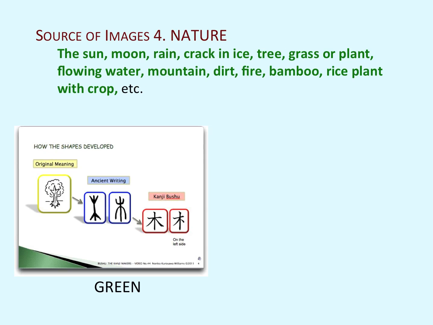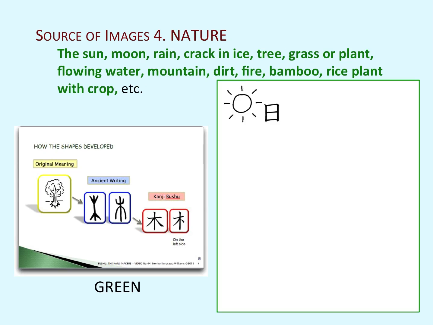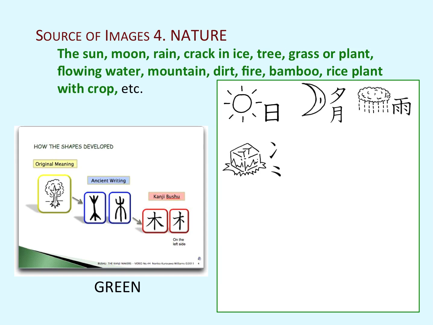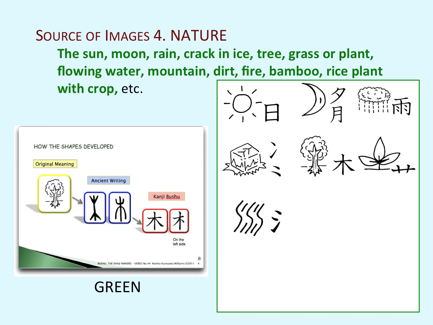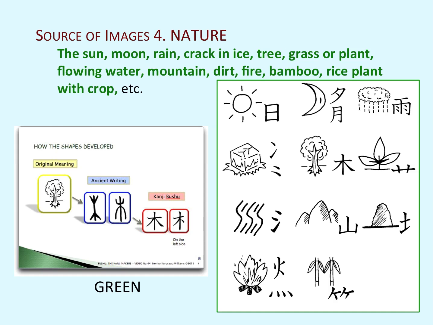Natural phenomena or natural habitat includes the sun, the moon, rain or something that falls from the sky, cracks in ice, a tree, grass or plants, flowing water or fluid, a mountain, a mound of soil, a fire, bamboo stalks with leaves, and a rice plant with crop. They are shown in the slides with the green triangle.